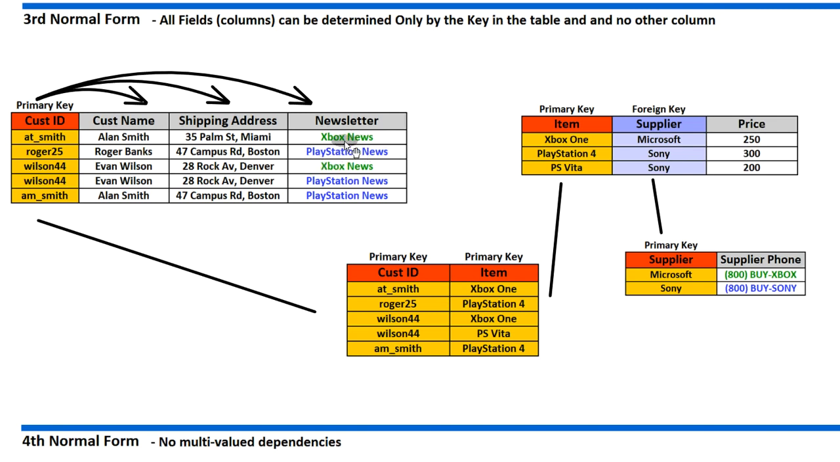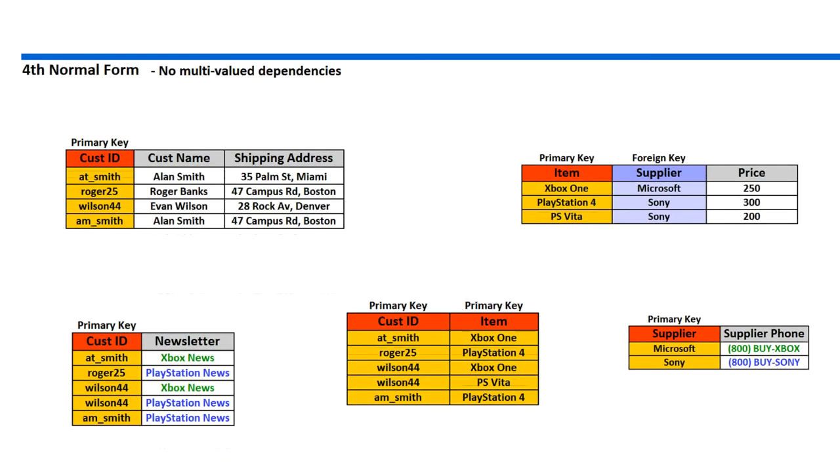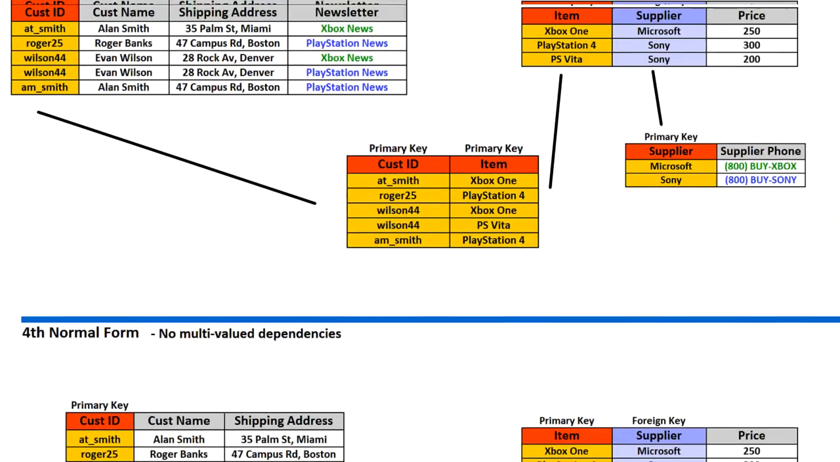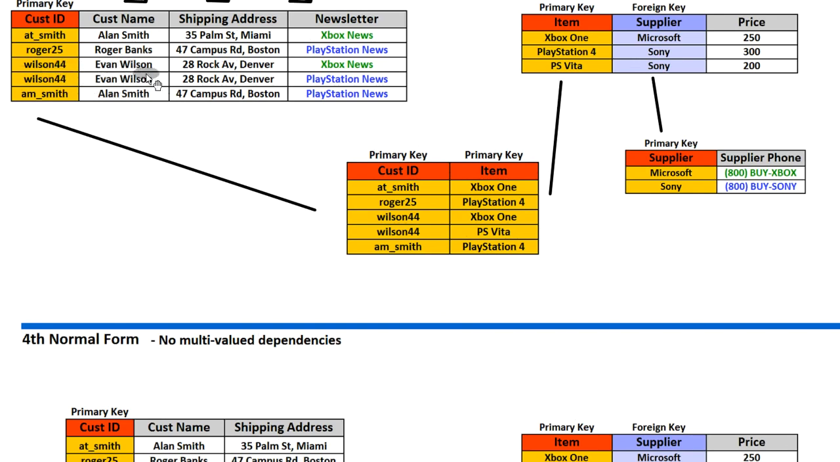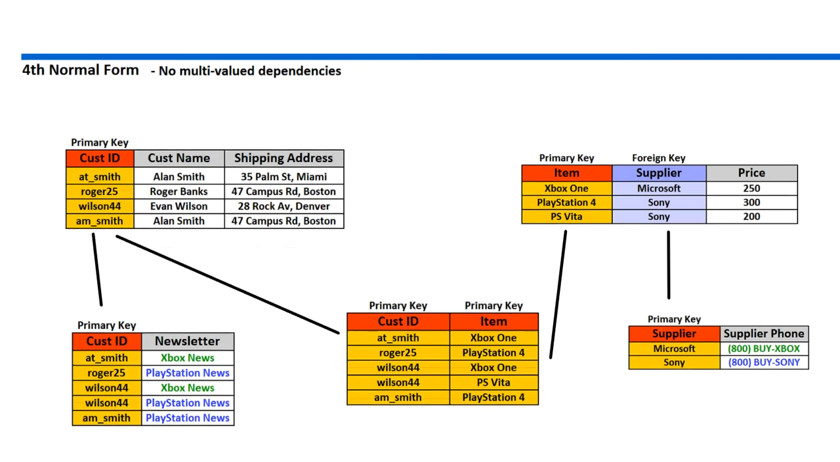So obviously at this point this needs to be separated out, and what I separated out is the customer ID, customer name, and the shipping address is going to be one table, and the newsletter and the customer ID will be another table. These remain the same. So as you can see, now every customer only appears once. Wilson was eliminated twice because we don't need that. So now if I need to change his address, he's only in here once. I don't have to change it twice, and these are his subscriptions.